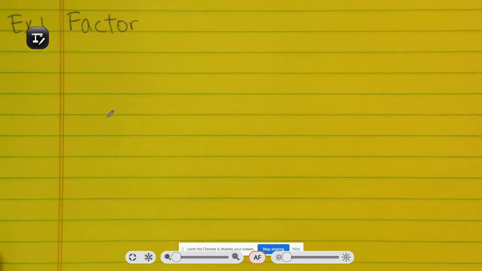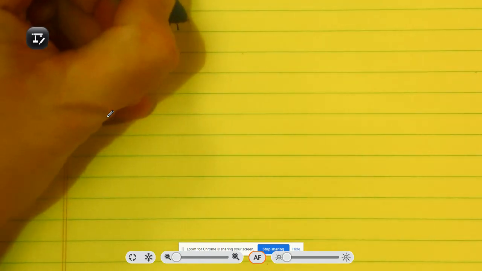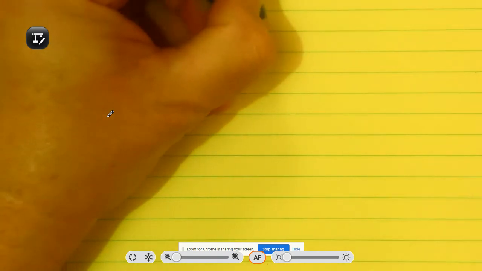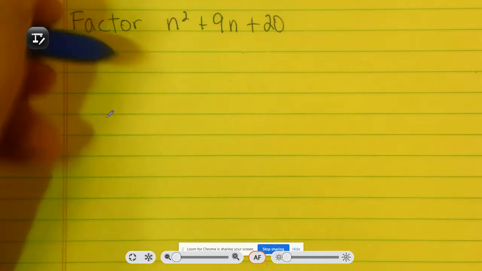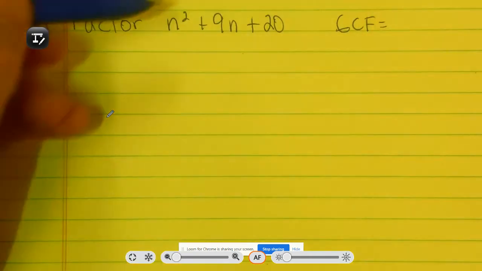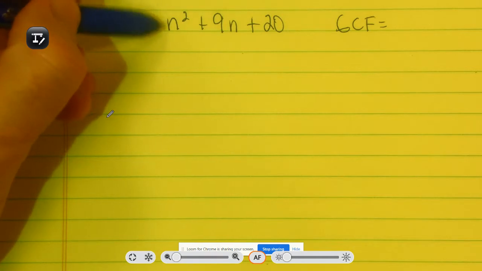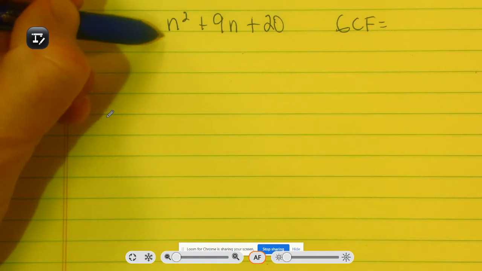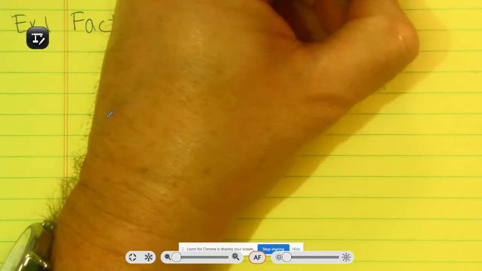We're going to start out with example 1, and we're going to factor n squared plus 9n plus 20. Now, looking at this, the GCF here, well, there's not a variable portion of the GCF. The coefficient of n squared, the A portion, is 1, whether we write it there or not. So the greatest common factor here has to be 1.